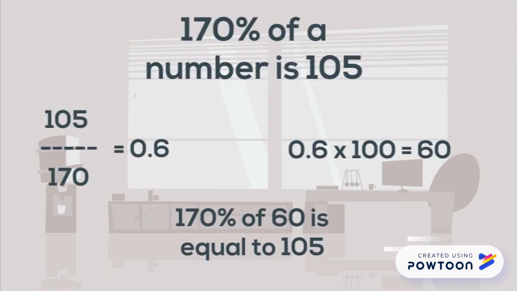Let's look at another example here. 170% of a number is 105. Well, we know that it's a division question. The percentage is our denominator, the other number is our numerator, and when we divide them, we get 0.6, and that's 1% of a number. So we multiply it by 100 to get it at 100%. In this case, it's 60.